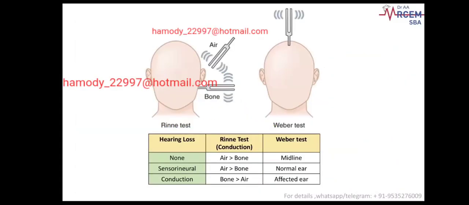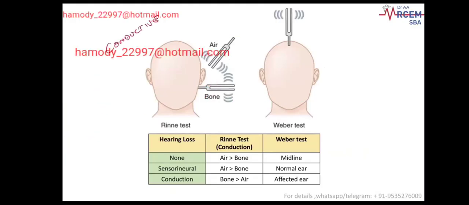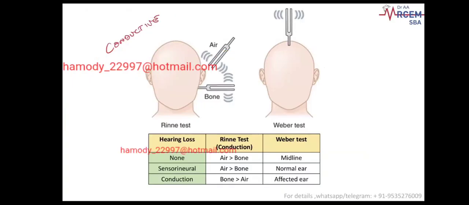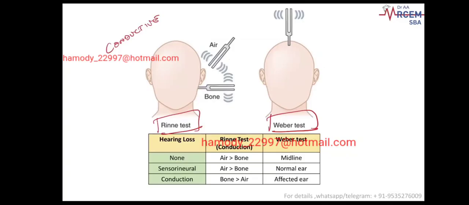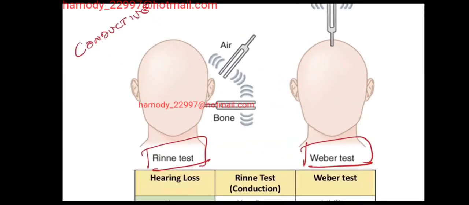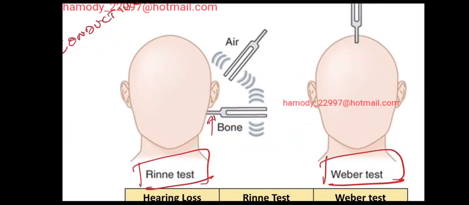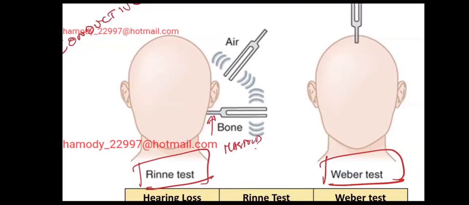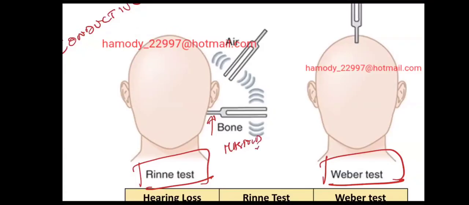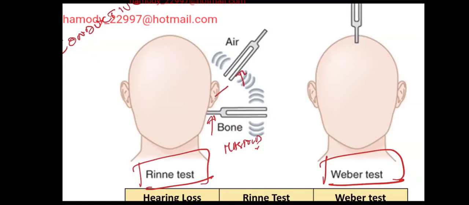How do we know whether it is a conductive hearing loss or a sensorineural hearing loss? We do two tests. One is known as Rinne's test, another is known as Weber's test. In Rinne's test, we strike the tuning fork and keep it over the bony prominence behind the ear, that is over the mastoid process, and ask the patient, when you stop hearing it, let me know. Once he stops hearing it, we place this tuning fork in front of the ear.